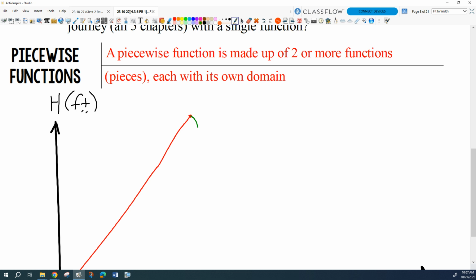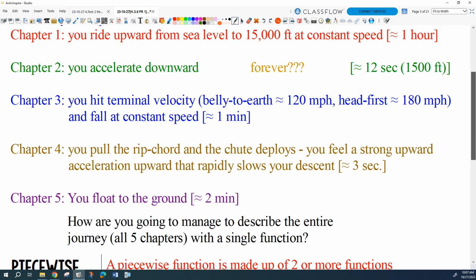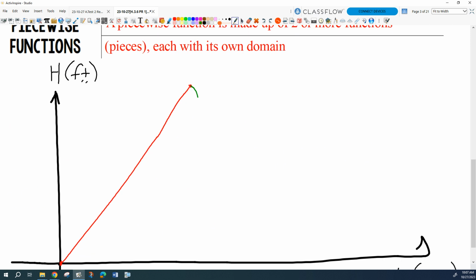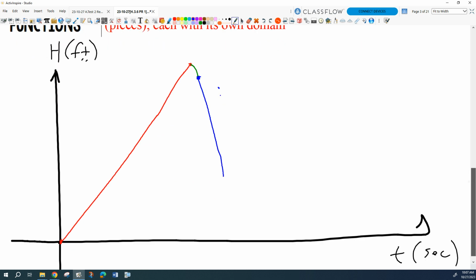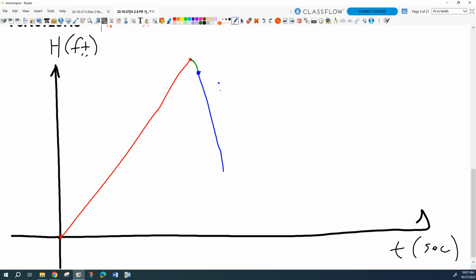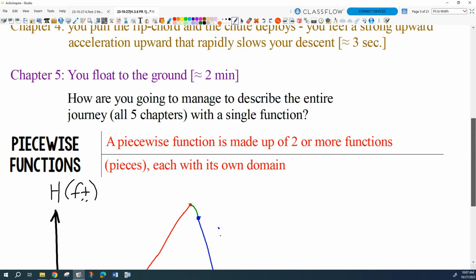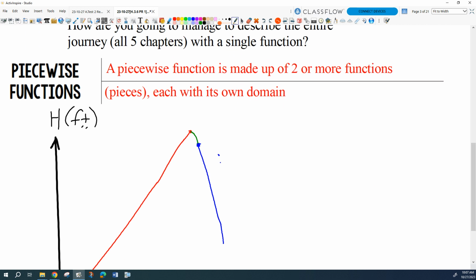Until I hit my terminal velocity, and then that's blue, right? I hit terminal velocity and I fall for a while. So now I turn blue. I'm going to go down pretty steeply for a while until I get to 3,000 feet, and then what happens? Okay, yeah, then I'm going to slow down really suddenly. What color was that? We'll call it orange, close enough to orange, right?